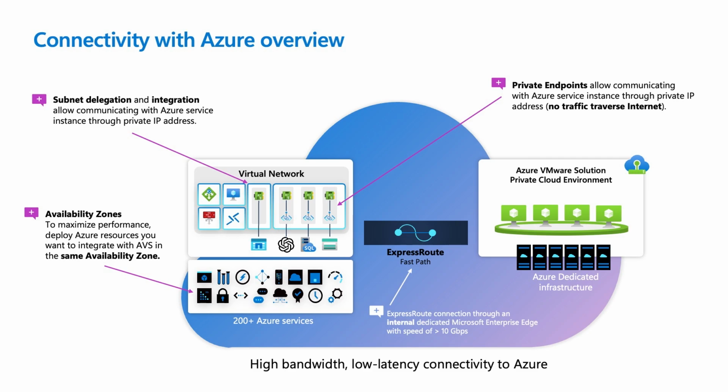Of course, this gets very important, right? If you're working with your data and you want insights from your data, you also want to do that in a secure fashion. And that's really what private endpoint facilitates. Ultimately, the story here is that you have a high bandwidth, low latency connection to Azure from AVS and its workloads to really innovate using Azure services.